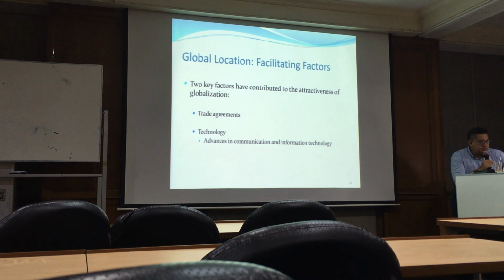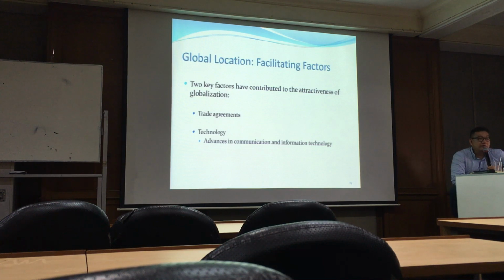So for the second part, based on the location and transportation distribution, we're going to go through the global location. Global location means you try to think about having a presence not in the same country, right, to enhance your business. There are two key factors that are very attractive for the globalization of the location consideration.